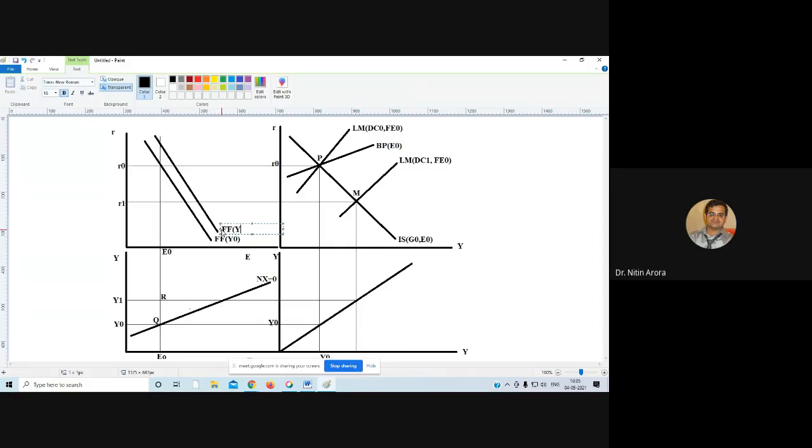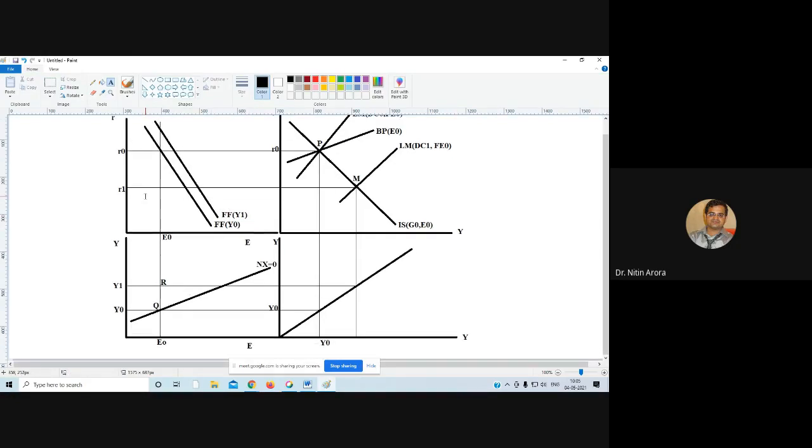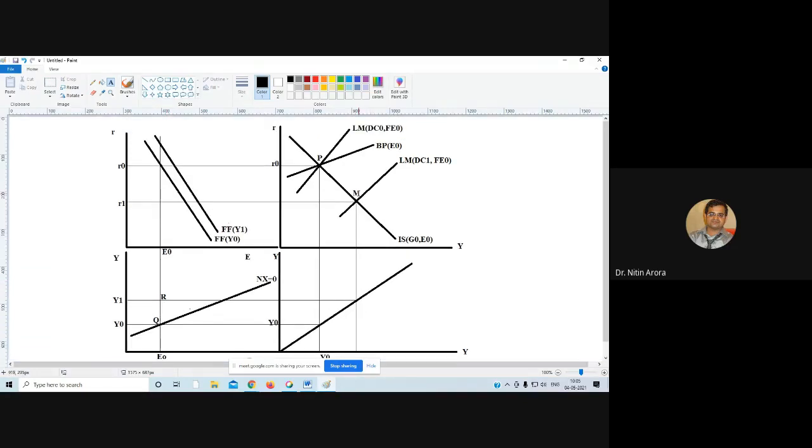FF Y1, okay. Lower interest rate, higher income, so your foreign flows means capital account will be in deficit. There is deficit in current account at point R. What will happen? There will be overall deficit at point M in balance of payment. Now, due to this deficit, if exchange rate is flexible, exchange rate will fall and BP curve will shift to right. Issue is now exchange rate is not flexible, it is fixed.